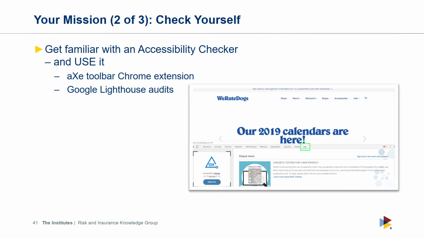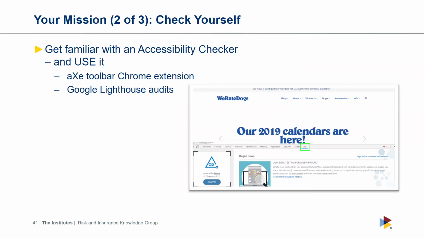You want to use an accessibility checker. They're freely available. One that I use is the Axe Toolbar Chrome extension. You just get it from the Chrome web store. It's called Axe, and then it shows up in your web inspector. You have to inspect the page, and then you analyze it.